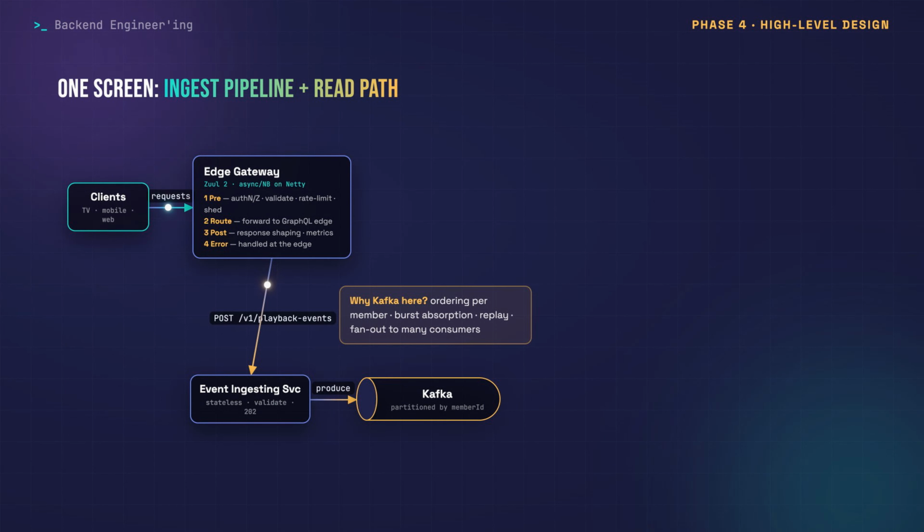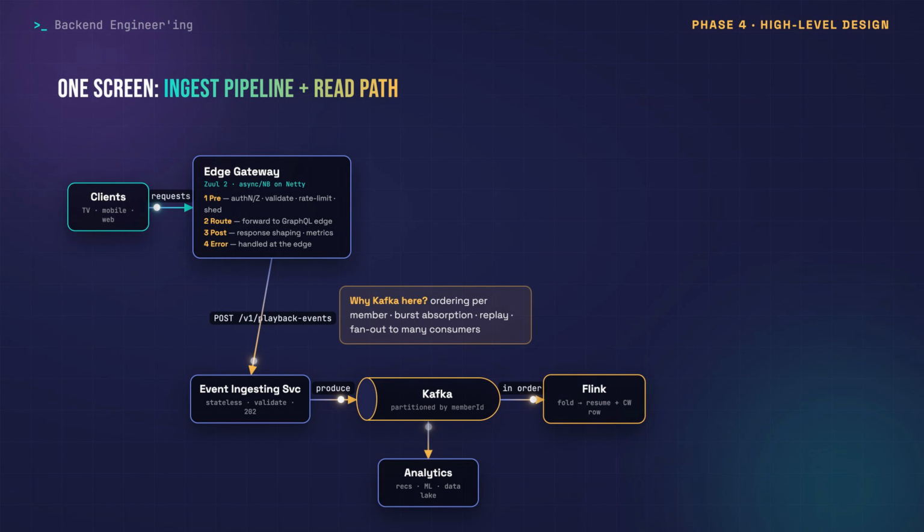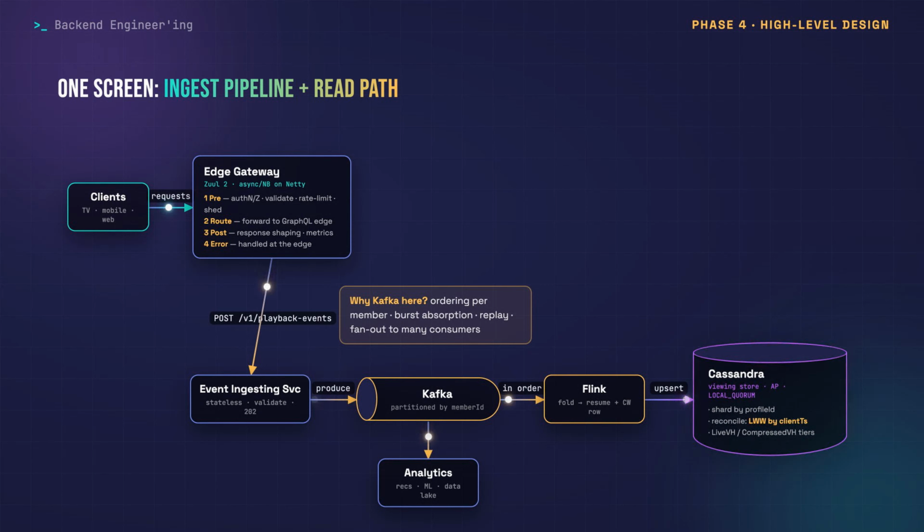Why Kafka here specifically? Because it gives us ordering per member, it absorbs those launch night bursts, and it lets us replay history to rebuild state. And it fans one stream out to many consumers, like analytics, feeding recs and machine learning for free. The main consumer is Flink, the stream processor that folds all those raw events down into an actual resume point and the ordered row, and writes them into Cassandra.